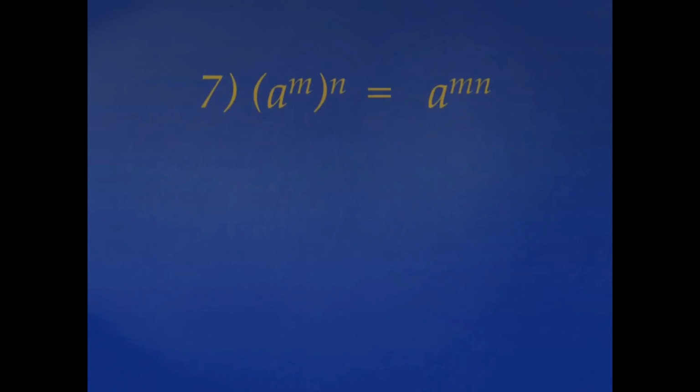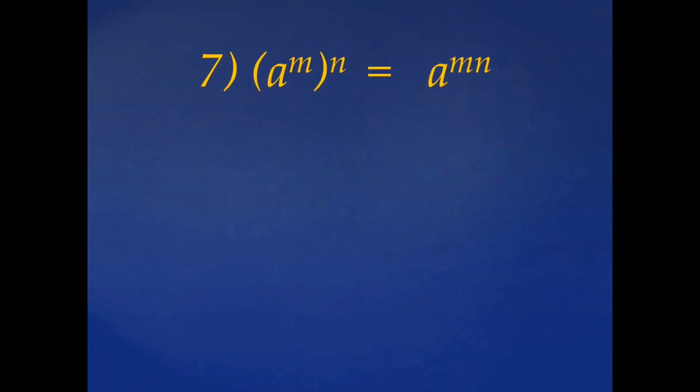Next law of index is about index of an index. That is, if a raised to m bracket raised to n is there, then we should multiply the indices, that is a raised to m into n. For example, if we have 4 raised to 3 bracket raised to 2, now here index of index is there, so we should multiply the indices. That is 4 raised to 3 bracket raised to 2 can be written as 4 raised to 3 into 2, that is equal to 4 raised to 6.